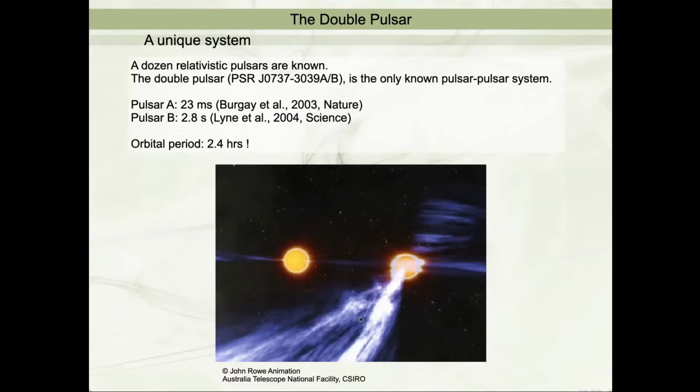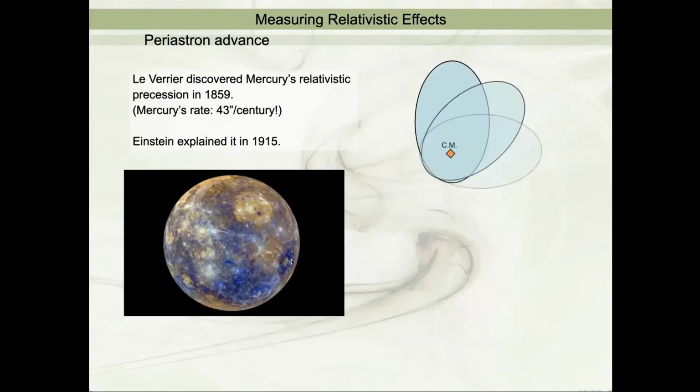So along the orbit, the pulsars move at speeds of about 0.1% of the speed of light or so. Is that correct? 300,000. Yeah, that's right. About 300 kilometers per second. And that's enough for us to start talking about things behaving strangely.